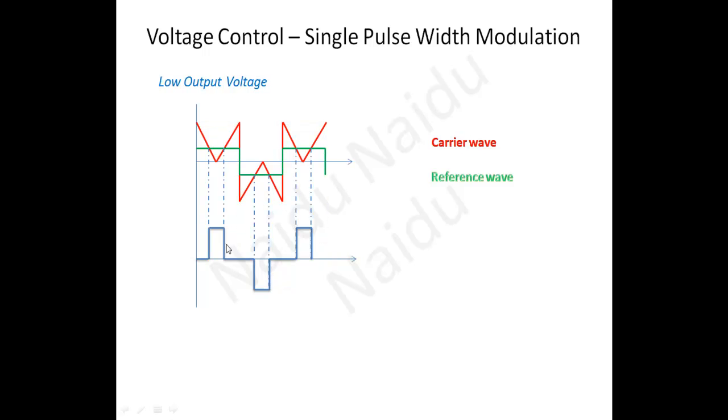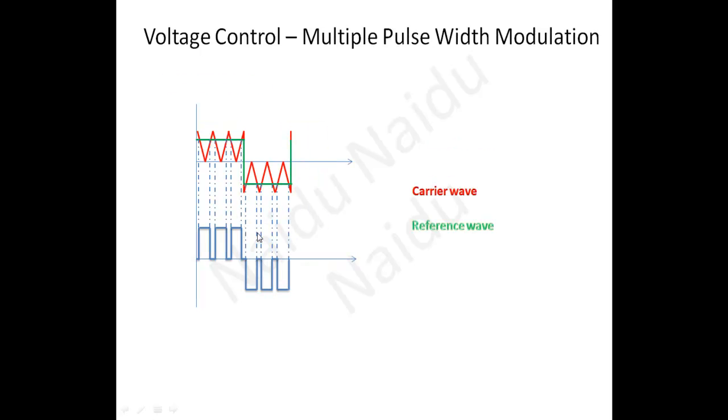Okay, for a half cycle, one pulse. That means the switches T1, T2, T3, T4 are operating only one time in a given half cycle. But if you want to eliminate more harmonics, we need to go for the multiple pulse modulation technique.